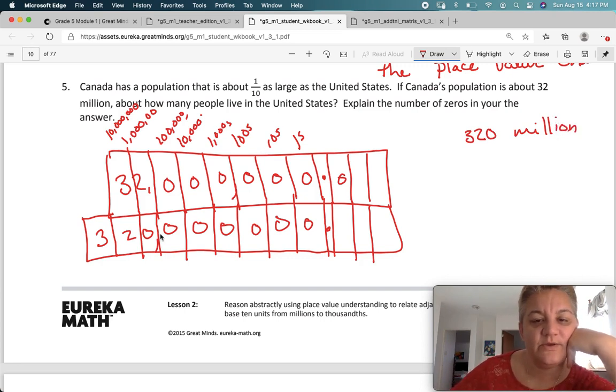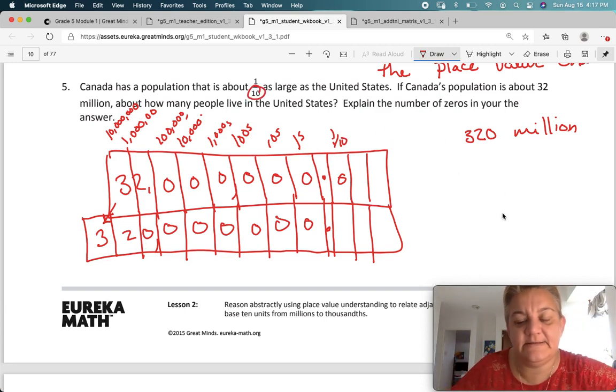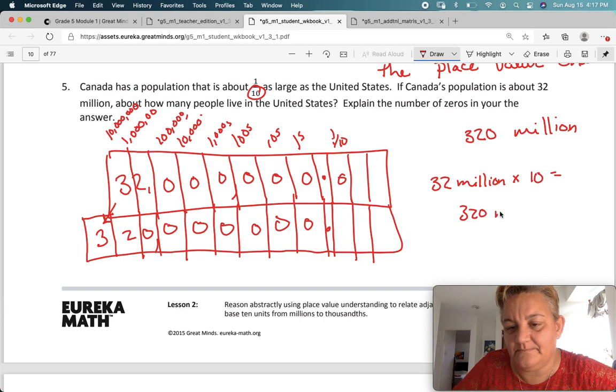Okay, well, we know the population of the United States is bigger, so obviously the number's going to go this direction, right? And 1/10, well, tenths, this is 1/10 here, right? That means we're going to have to go 1 square over because there's a 10 in that number. And let's see, 32 million times 10 equals 320 million.